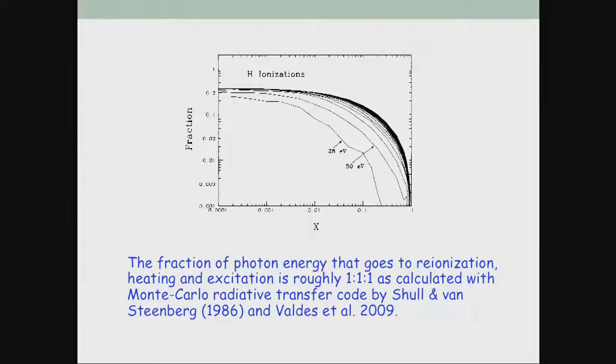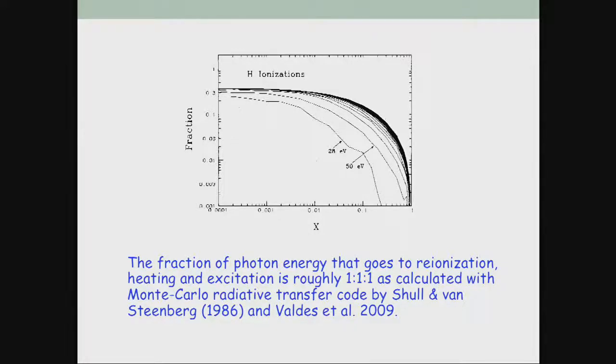And he worked out that roughly it goes to three parts, equally. It depends on details a little bit. It depends basically on the neutral fraction or the ionized fraction. But in principle, it's roughly a third each, although this is not accurate. It depends on the situation. These are the curves for different incident energy, from 28 electron volts to very high energy.